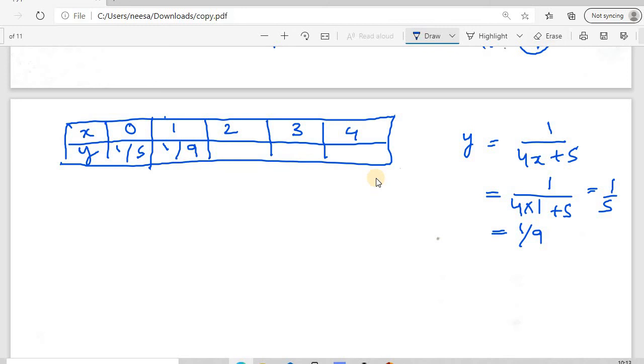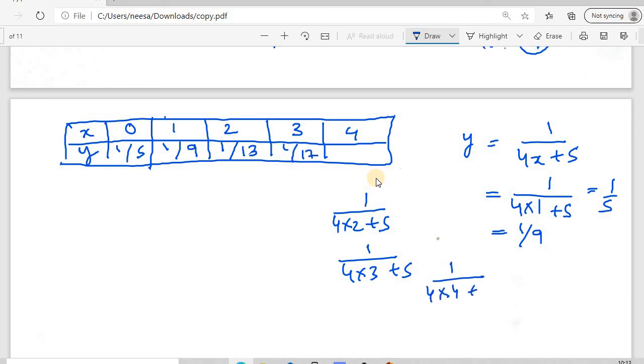Similarly, we'll use 1 upon 4 into 2 plus 5. This is 8 plus 5. So 1 upon 8 plus 5 is 13. Now for x is equal to 3, this is 1 upon 4 cross 3 plus 5. So this is 1 upon 17. And for 4, this will be 1 upon 4 cross 4 plus 5. This is 16 plus 5. So this is 1 upon 21.